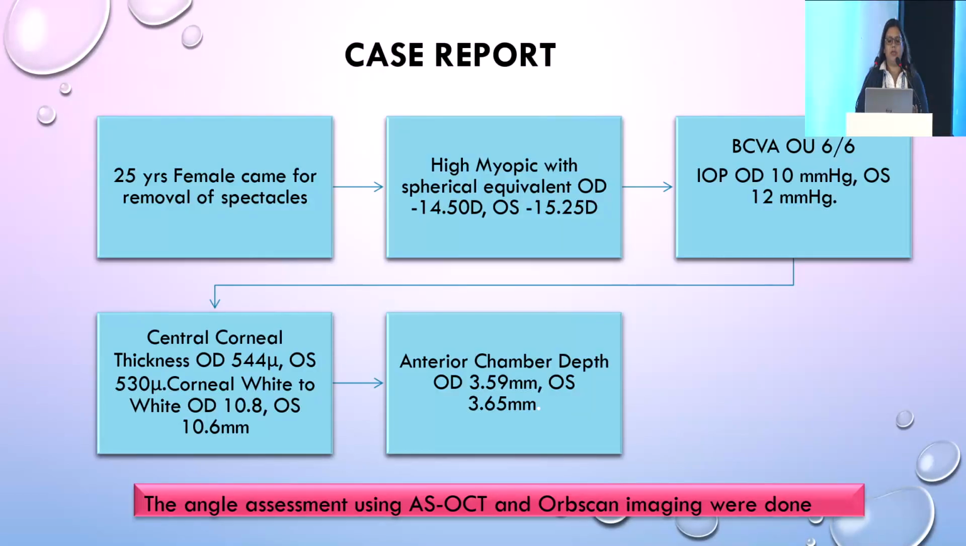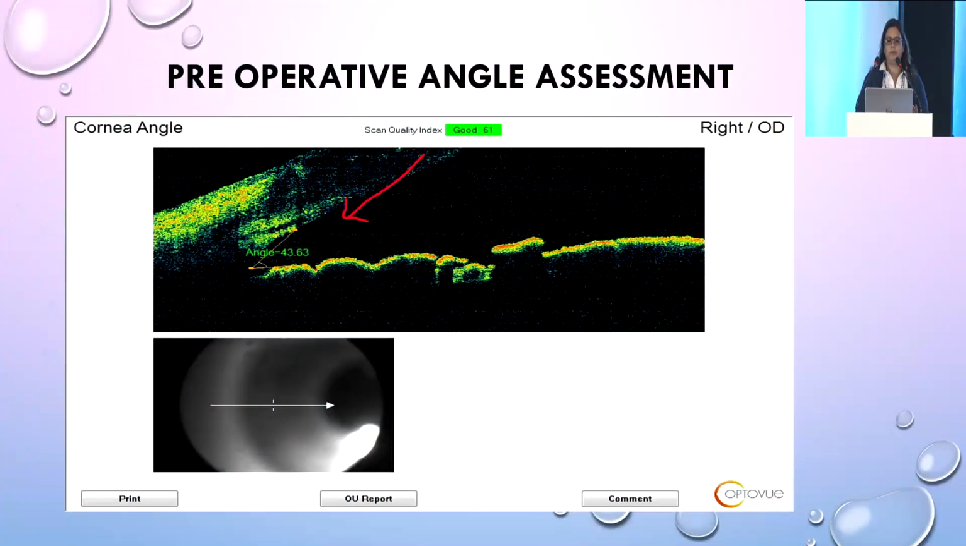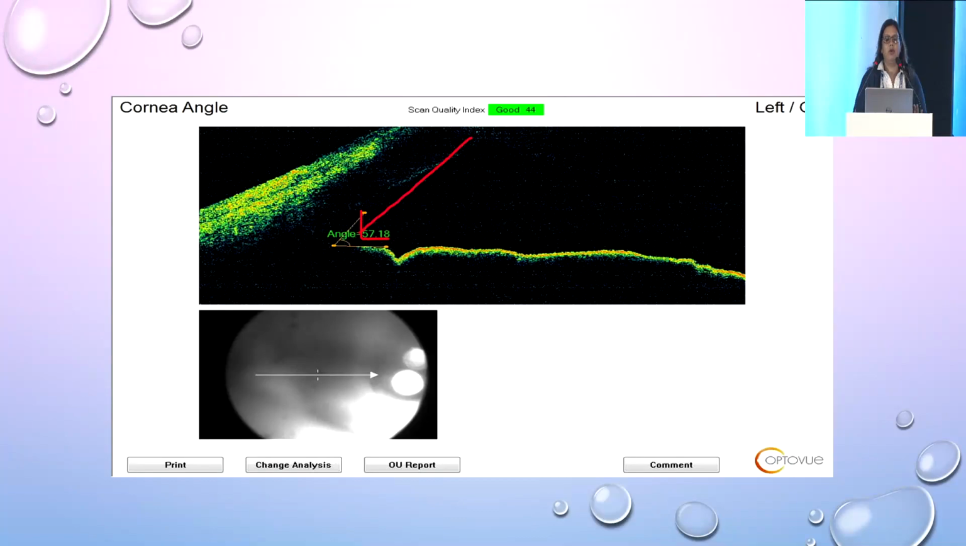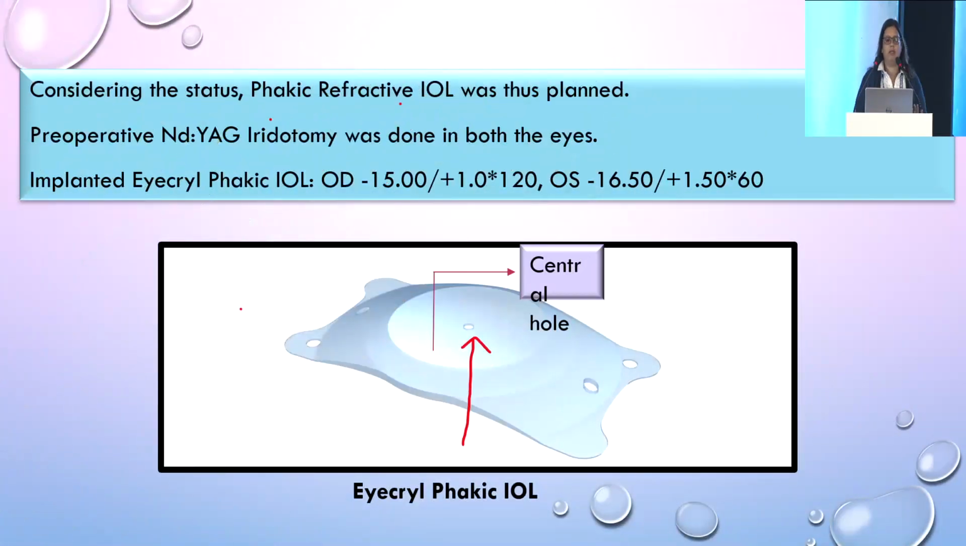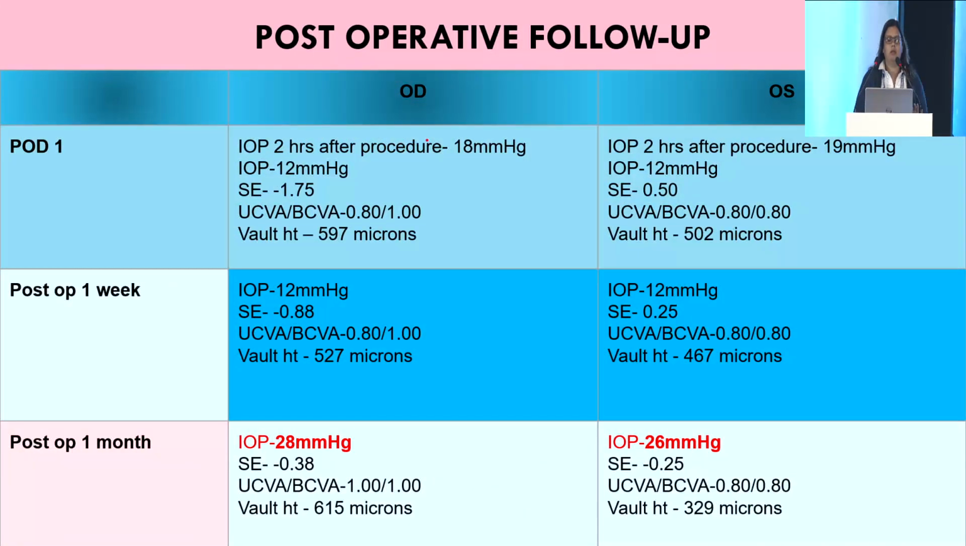The angle assessment using ASOCT and OP scan imaging was done. Preoperative angle assessment was done, and in both eyes it was within normal limits. Considering the status, a phakic refractive IOL was planned. Preoperative Nd:YAG laser iridotomy was done in both eyes. An acrylic phakic IOL was implanted, as the number is shown in the slide.